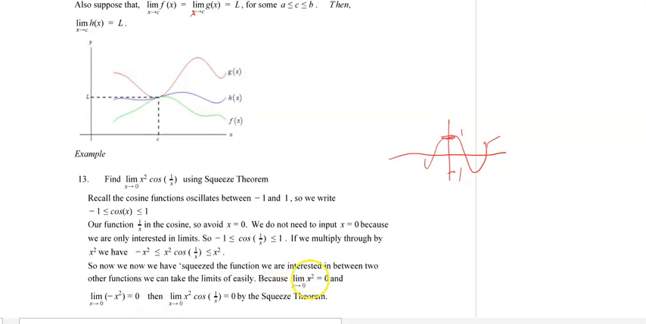So because the limit as x approaches 0 of x squared is equal to 0, and the limit as x approaches 0 of -x squared is equal to 0, and because the function x squared cosine of 1 over x is between those two functions, then we can say the limit as x approaches 0 of x squared cosine 1 over x is equal to 0 by the Squeeze theorem, and we are done.